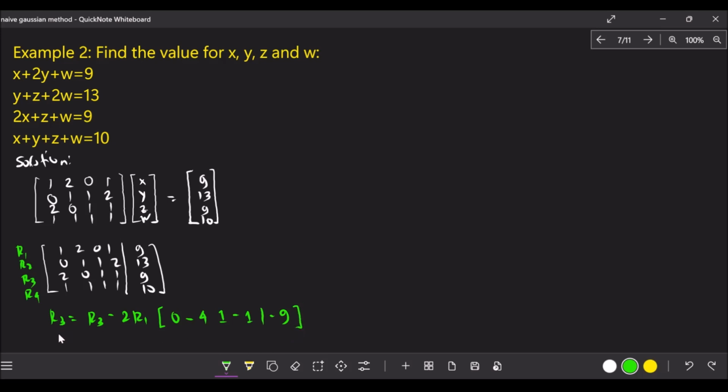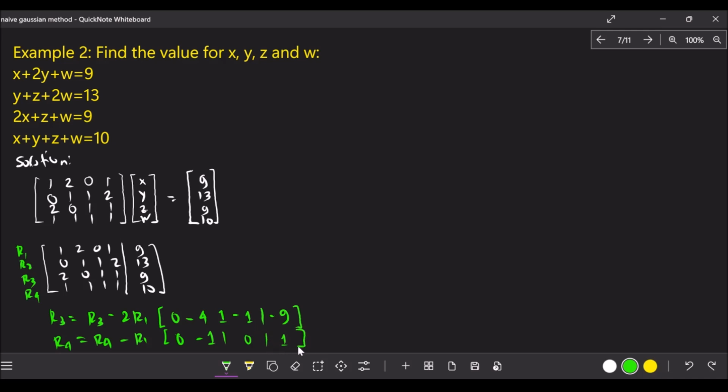Then for R4, we have R4 minus R1. So 1 minus 1 is 0, 1 minus 2 is negative 1, then 1 minus 0 is 1, and 1 minus 1 is 0. And for the constant, 10 minus 9 is equal to 1.